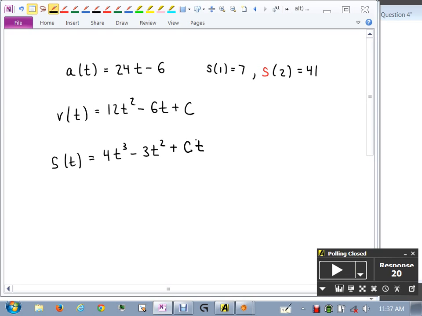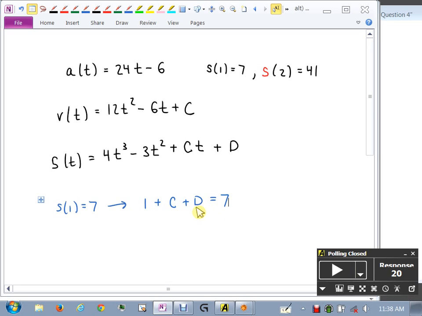And then our antiderivative constant, which I can't call c, I'll call it d. Just use a different letter. Now, if I plug 1 into this, what should it spit out? 7. So plug 1 in real quick, what would you get? 1. So S of 1 must equal 7 means that what? 1 plus C plus D must equal 7.